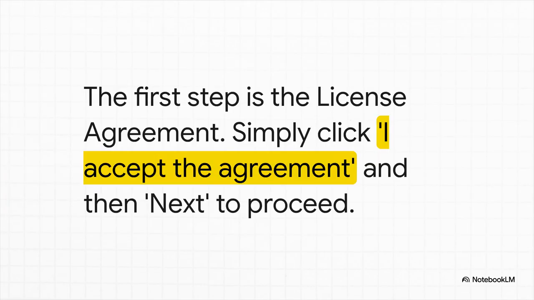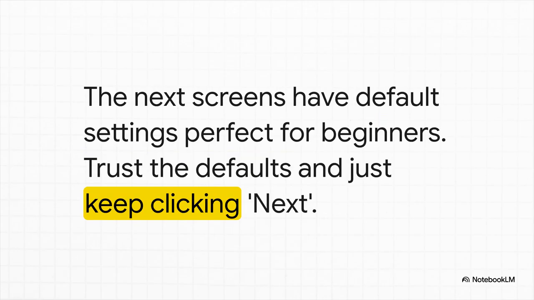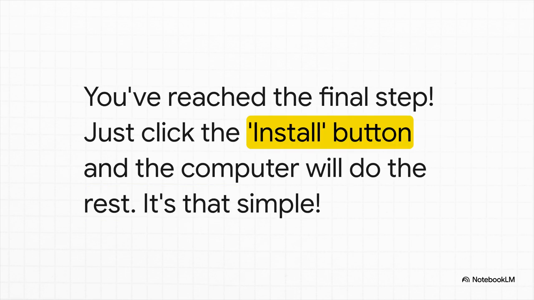So, the very first screen you're going to see is the license agreement. This is all just standard stuff. Go ahead and click I accept the agreement, and then hit that Next button. See? One step down already. Now, the next couple of screens are going to ask you about things like where to put the Start menu folder. And you know what? You can safely just ignore all of that. The defaults are set up perfectly for anyone just getting started. So really, just keep clicking Next. And here we are, the final step of the wizard. Just click that Install button and your computer will handle the rest. It really is that easy.